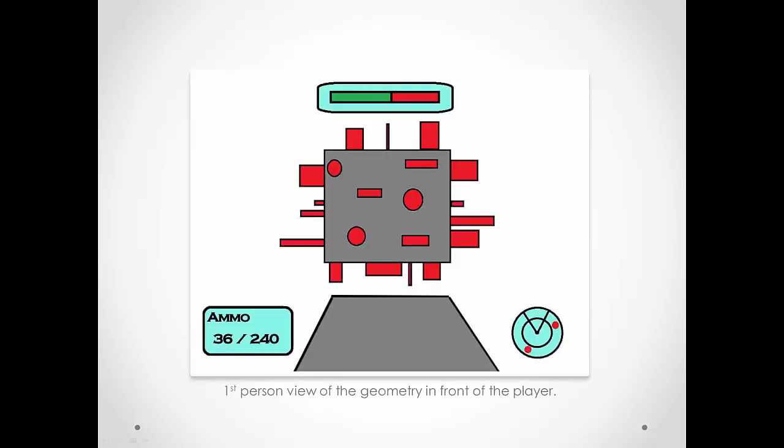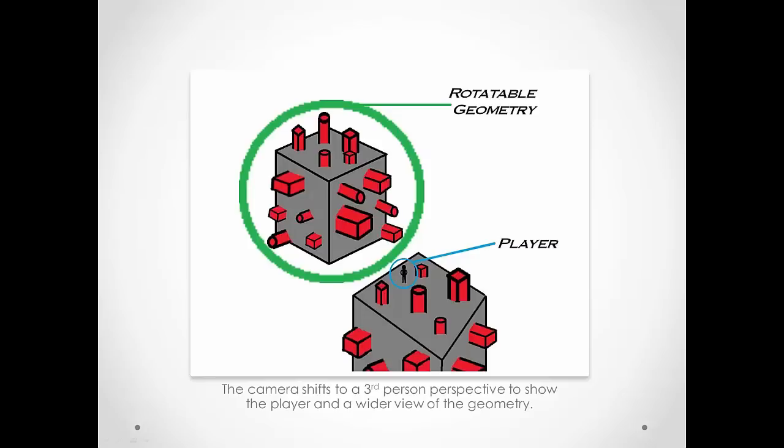To show an example of the concept, we can see some geometry in front of the player through the first-person perspective. The geometry that can be manipulated is the gray shape. The red geometry are platforms and obstacles the player will have to navigate through and is part of the larger geometry. As a player interacts with the geometry, the camera shifts to a third-person perspective, giving a wider field of view to show both the player and the geometry as a whole.